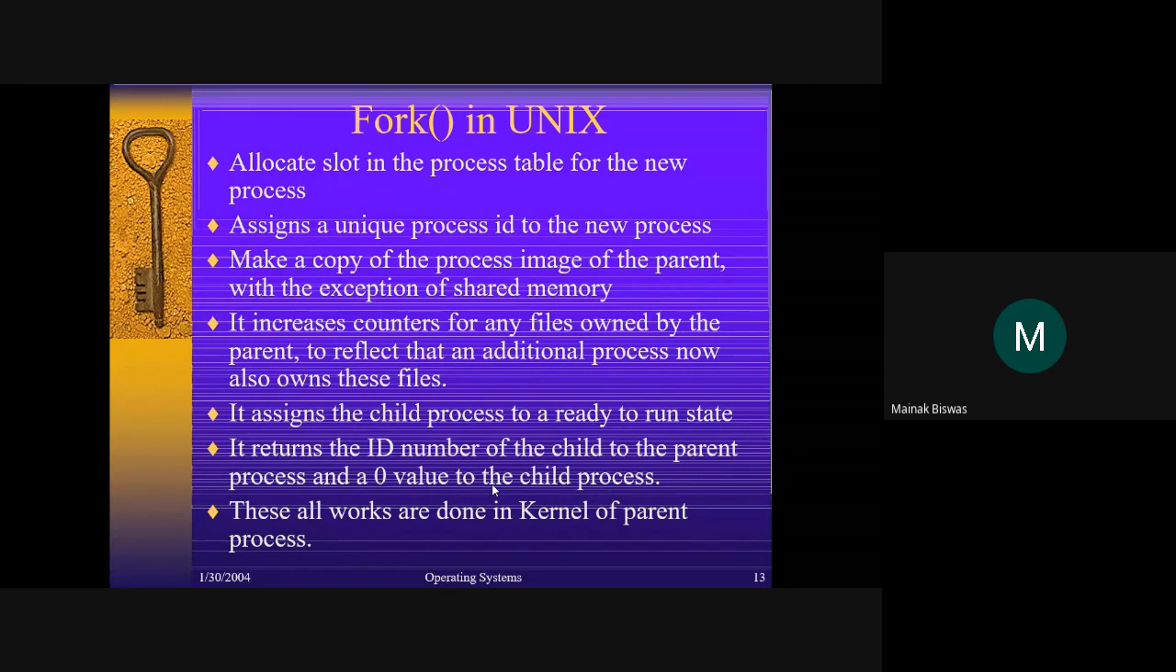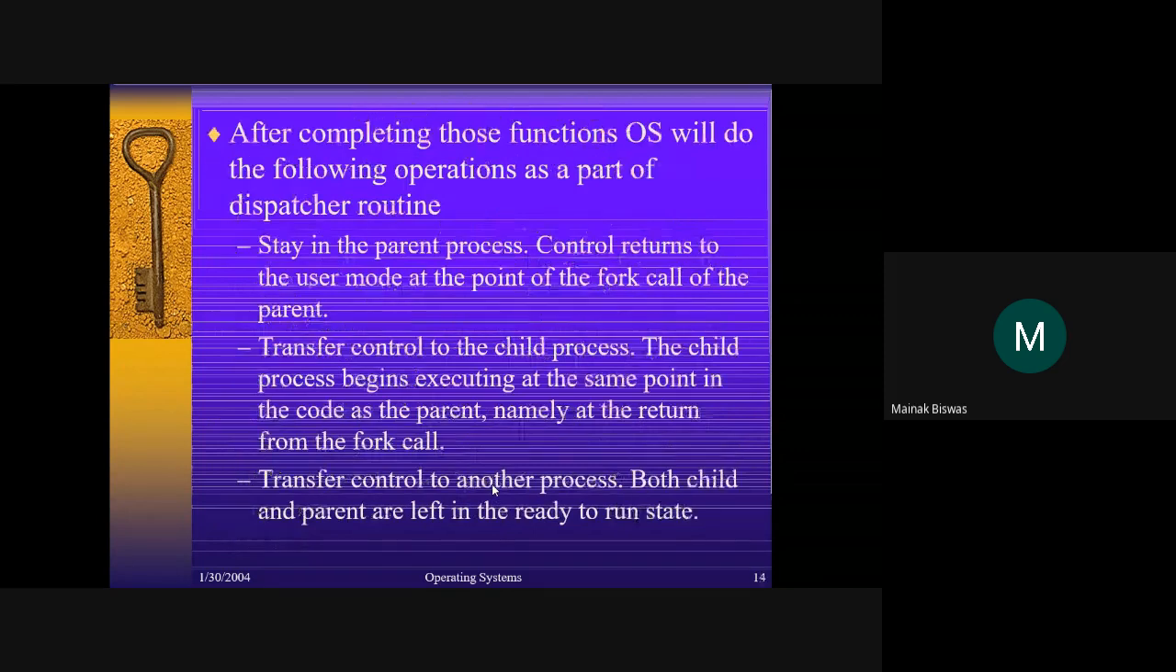Okay. After completing these functions, the OS will do the following operations as a part of the dispatcher routine. It will stay in the parent process: control returns to user mode at the point of the fork call of the parent. Transfer control to the child process: the child process begins executing at the same point in the code as the parent, namely at the return from the fork call. Transfer control to another process: both child and parent are left in the ready to run state.